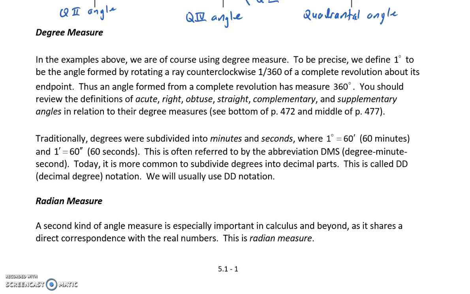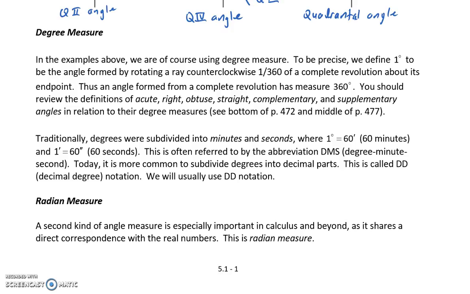You should review the definitions of acute, right, obtuse, straight, complementary, and supplementary angles in relation to their degree measures, and you can find that information on the bottom of page 472 and the middle of page 477. I will just very quickly review these definitions without writing anything down, and we don't see the definitions in the notes, but you can look at them in the book if you need to.